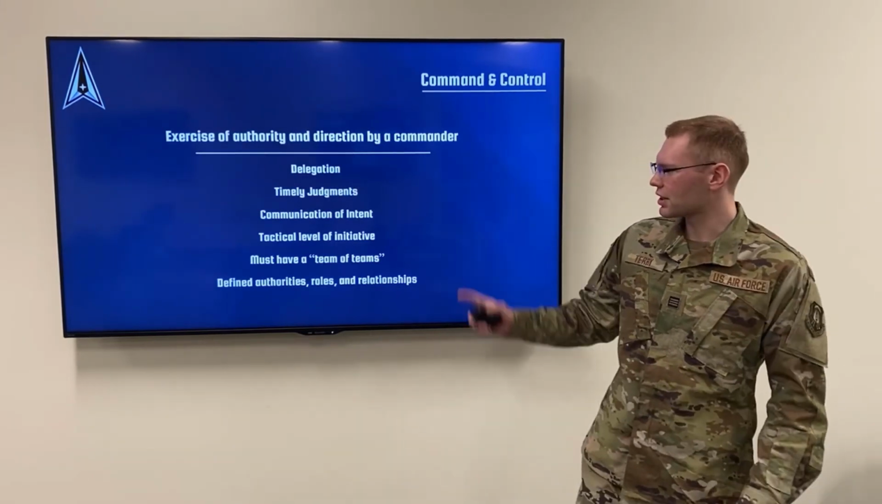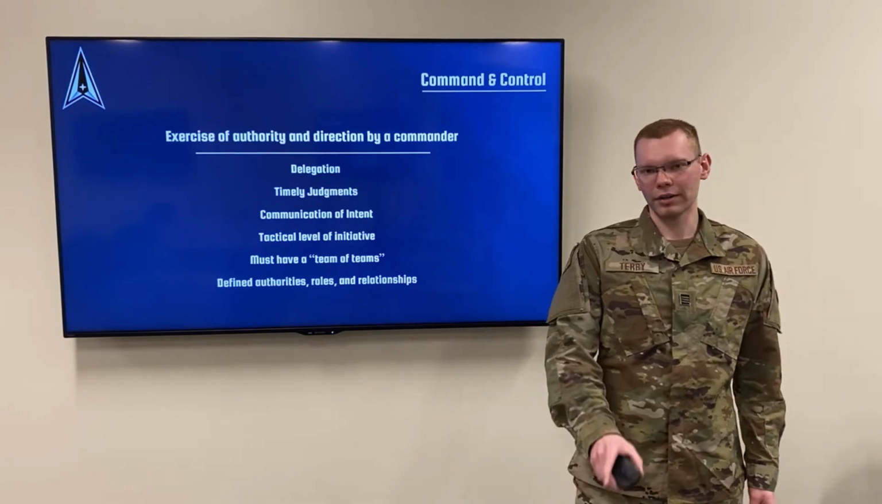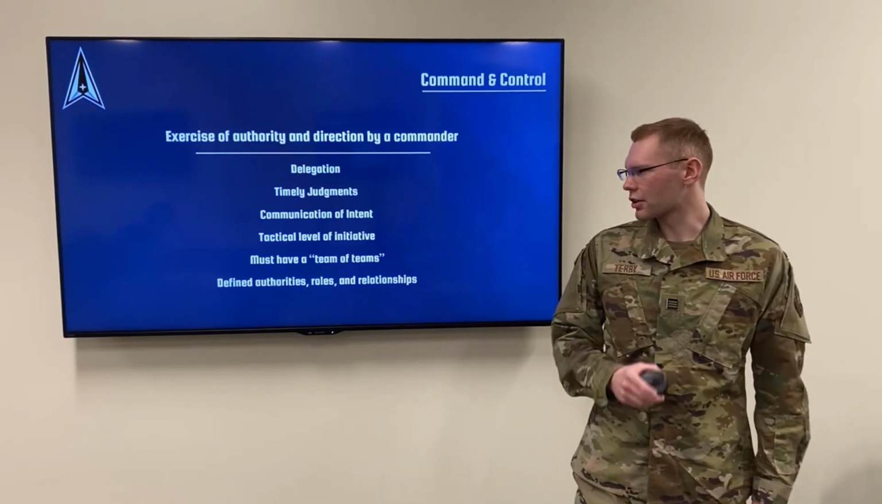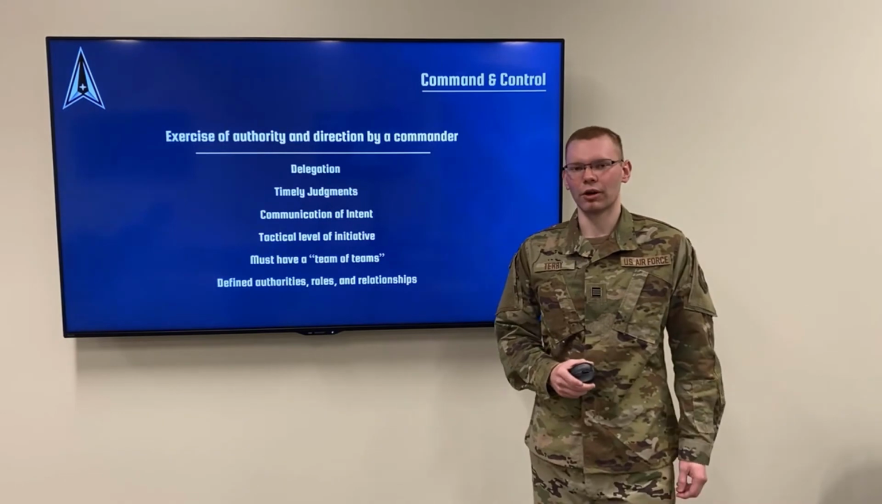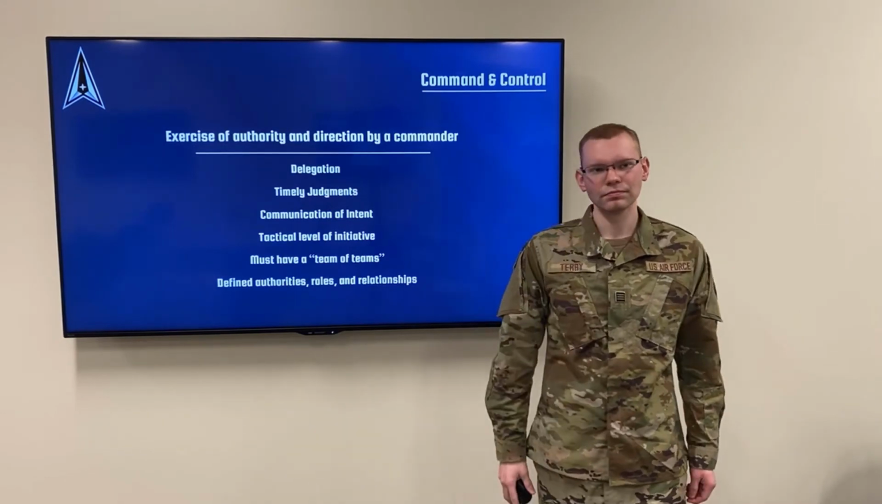Next, we have communication of intent. When you get assigned a team, you need to let them know why they're there. What are your goals as a commander, and what are your commander's goals?